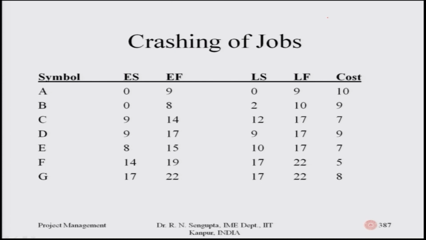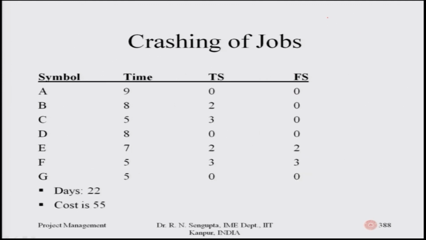Similarly, the early finish and the late finish for A is 9 and 9, and corresponding to G, which is the last column, if you see the values where I am pointing my finger, this is 22, which is early finish, and 22, which is the late finish.